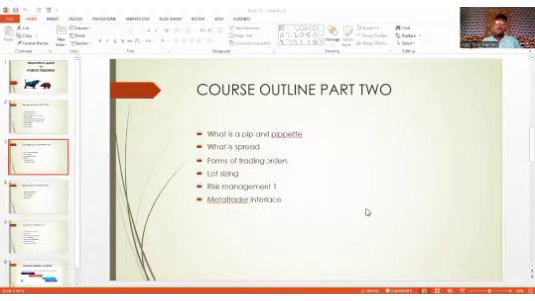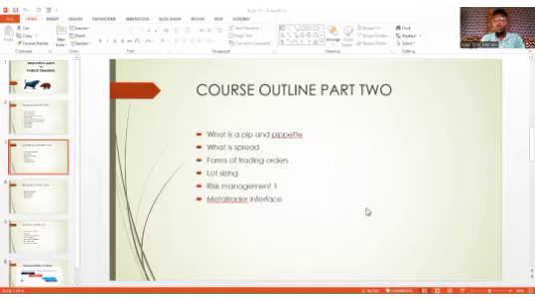So this is part 2 of our forex trading, and in today's episode we'll be covering what we have in our outline. The outline says: what is a pip and pipette, what is spread, forms of trading, orders, lot sizing, risk management, and the MetaTrader interface. So to start with the first item in our content, it says: what is a pip and pipette.